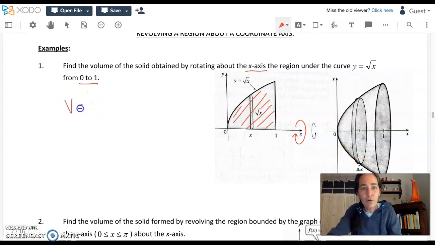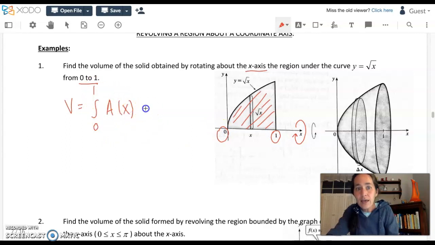We need to write a formula that's integrated. This is a horizontal axis of revolution, so let's use x values. Integrated from 0 to 1, we need the area in terms of x. That dx is just like that delta x, that differential, kind of what you're multiplying by there too. But just picture a bunch of disks making up that entire shape.